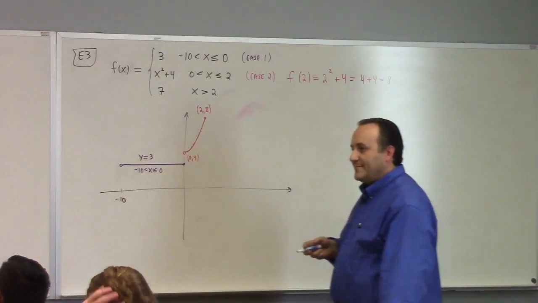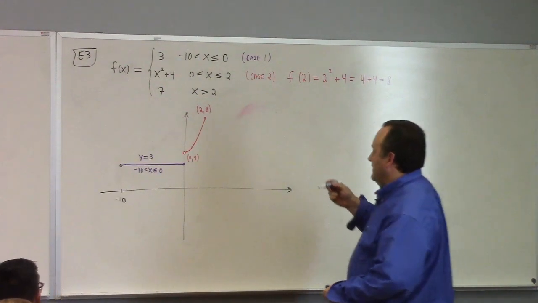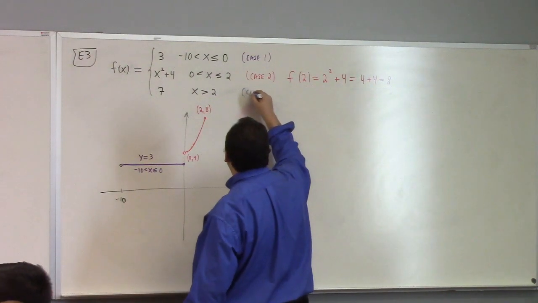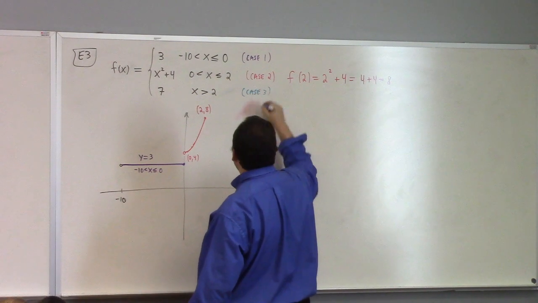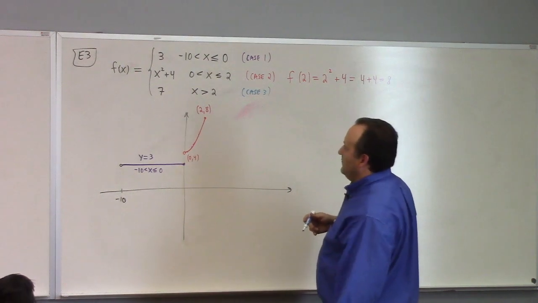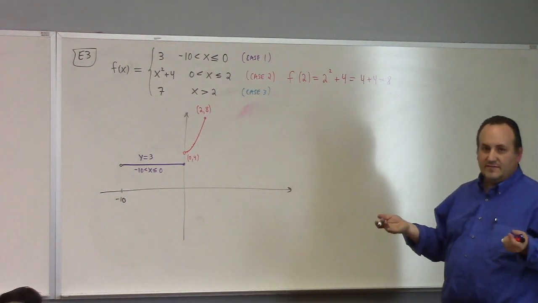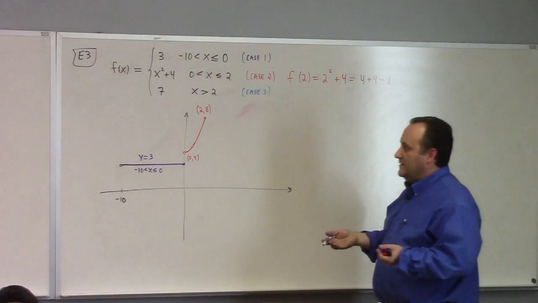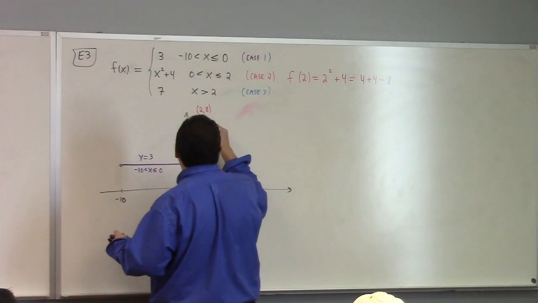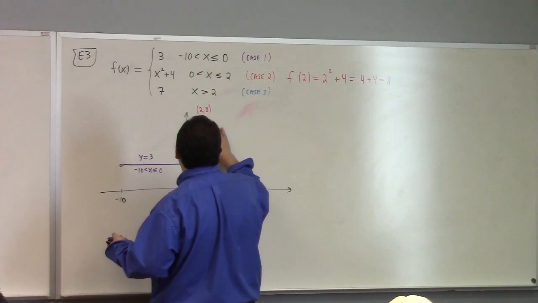So what about the third case? Oh, we're getting there. Case 3 is simply y equals 7. This is a very boring graph. It's a horizontal line, and it has an open circle here.